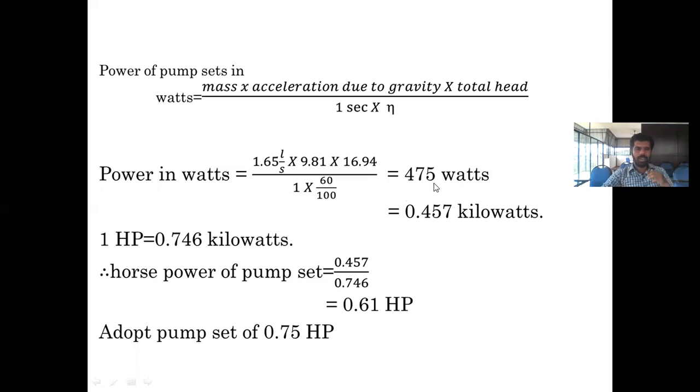Whether you are getting this 475 watts or not, you just see. We're getting this 475, because here it is written as 457. So is it 475 watts or is it 0.457 kilowatts? Just for verification, see whether it is 475 watts or 457 watts.